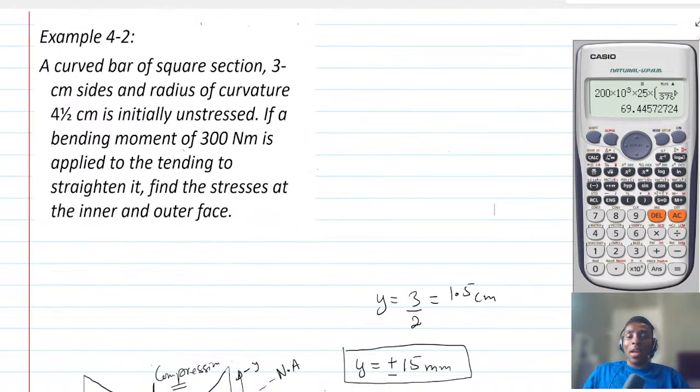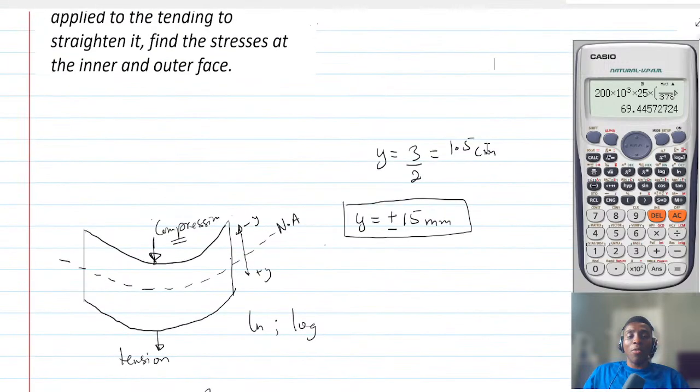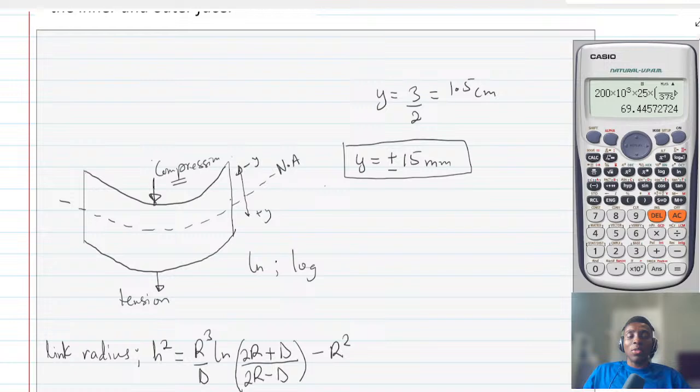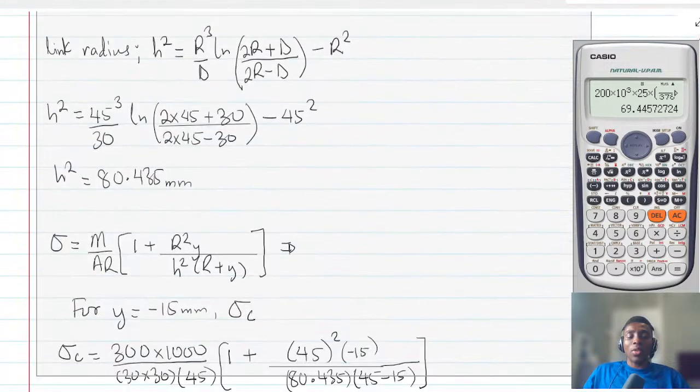So let's look at the curved bar question, which involves what we call the link radius. Let me delete what I have done and then solve it again with you guys.